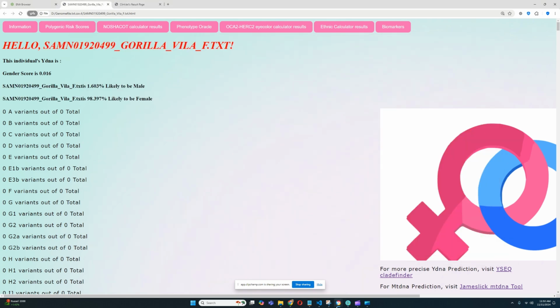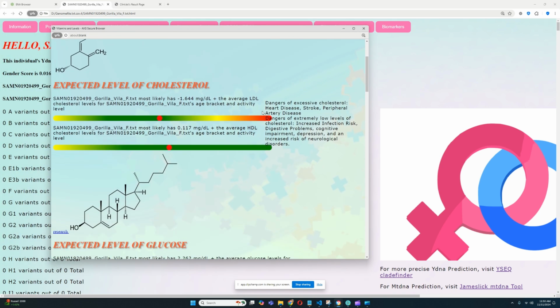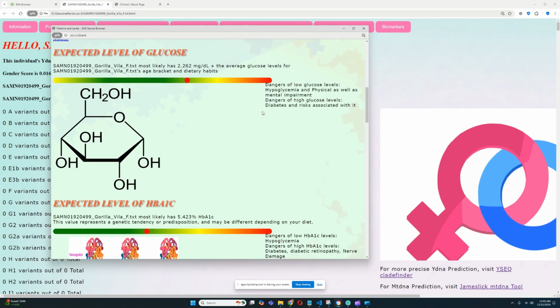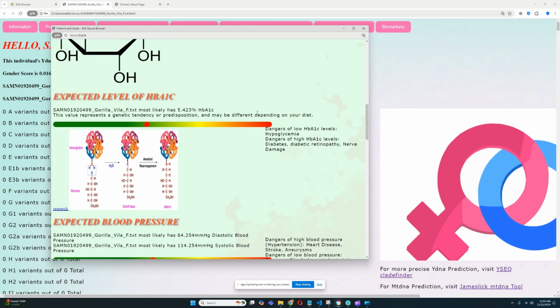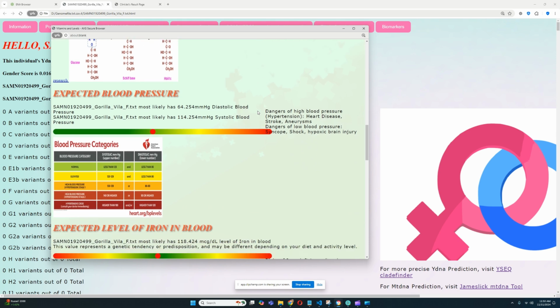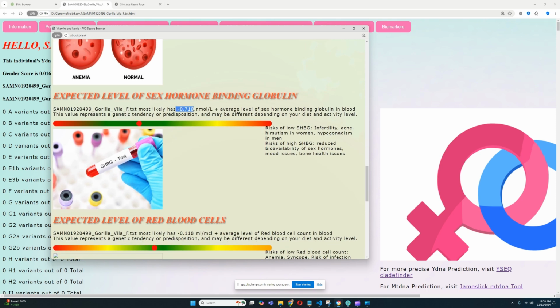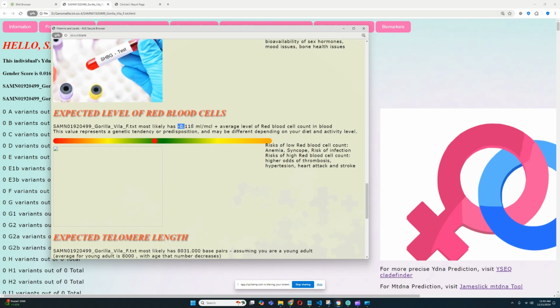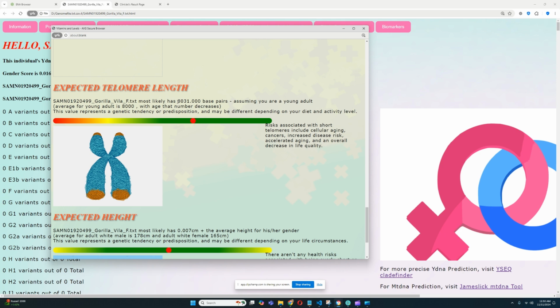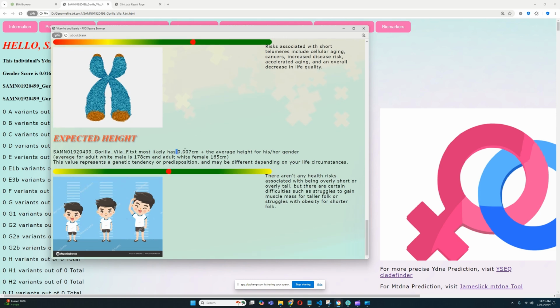Let's continue with the gorilla. So the gorilla has got higher glucose levels, which is bad, average hemoglobin levels, which is okay, and lower blood pressure. Wow, that's very interesting. Why the very low blood pressure? That's very low. And a lower level of iron in the blood, so she doesn't have hemochromatosis. That's pretty cool. And a lower sex hormone binding globulin level, a lower red blood cell count, and longer telomere lengths, which leads to a longer biological lifespan, which is really good, and also average height.